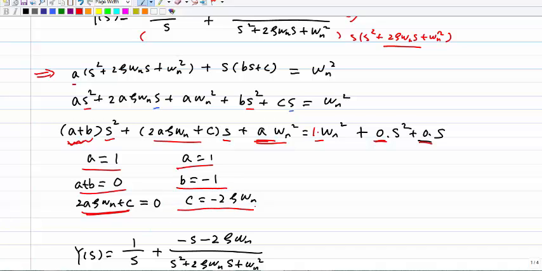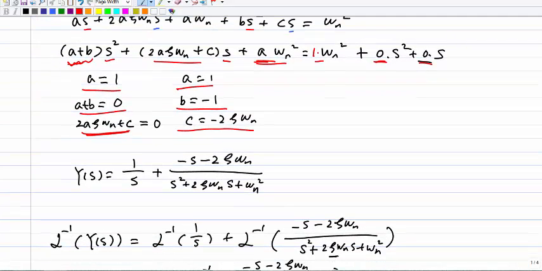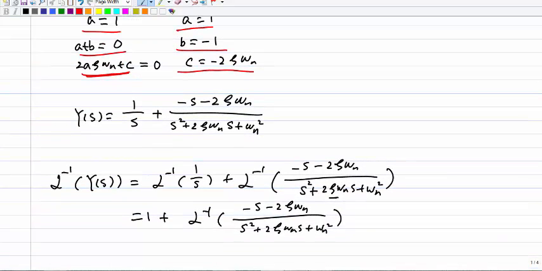So essentially, after you do all the calculation, I can write Y(s) as 1 over s plus (negative s negative 2 theta wn) divided by (s squared plus 2 theta wn s plus wn squared). So that's what we have. Now, in order to find the solution, we just do the inverse Laplace transform. Fortunately, by using the linear property, it's just the inverse of 1 over s plus the inverse of the whole bunch of stuff over here. For 1 over s, you just use the table: the inverse is just 1.